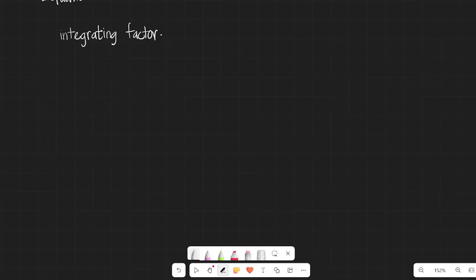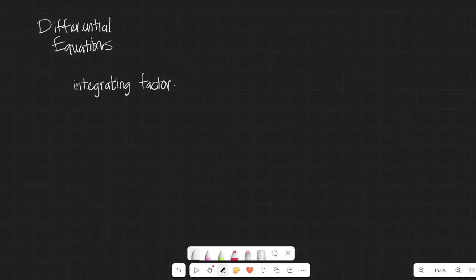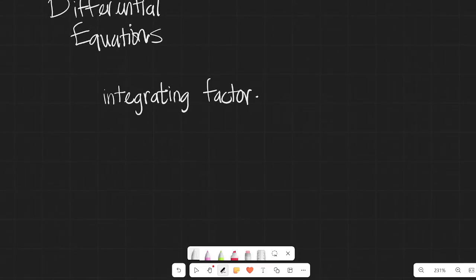Today we're going to be talking about the second method of solving differential equations. If the differential equation is not separable, then you're going to move to a method called integrating factor. So this is a first order linear method.